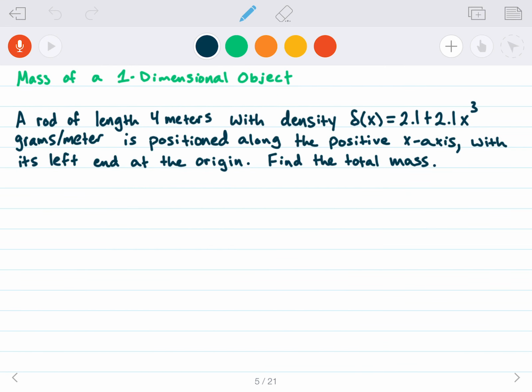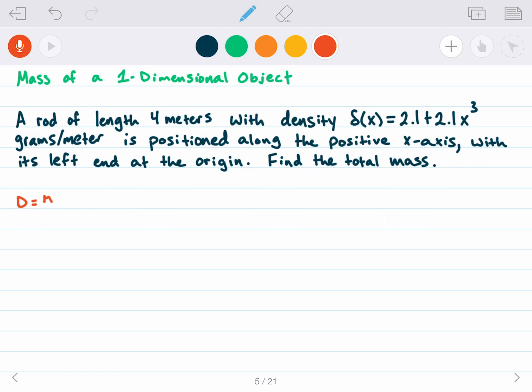Let's do another example, and I encourage you guys to try this. Again, when you see rod in your homework, they're meaning a one-dimensional shape. You don't want to think of a typical three-dimensional rod. You want to think of this thing as having no height, basically. A one-dimensional object.